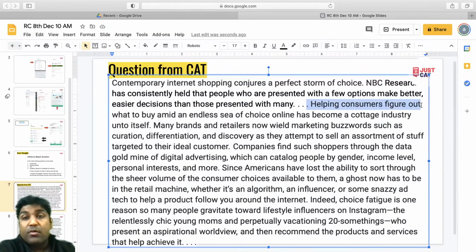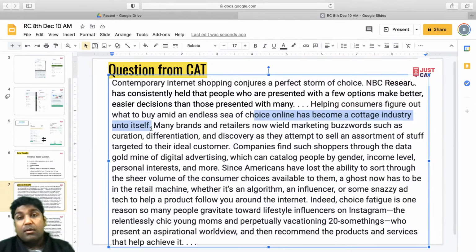Helping consumers figure out what to buy amid an endless sea of choice online has become a cottage industry unto itself. Saying that helping consumers figure out what to buy has also become a cottage industry. This has also become a sort of small scale industry in its own right. Because why? Because people have many options, and when you give people many options, they become confused.